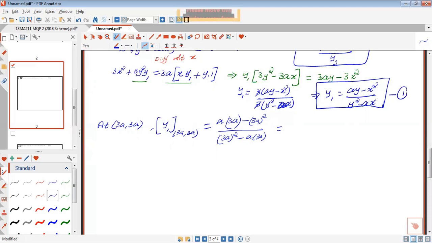Okay, here also 9a square minus 3a square only differ by a negative sign, so this term gets cancelled. But the negative sign is common if we take it out. So minus 1 is the answer for y1 at (3a, 3a). Now differentiate equation number 1 with respect to x, so that you will get the y2 value.